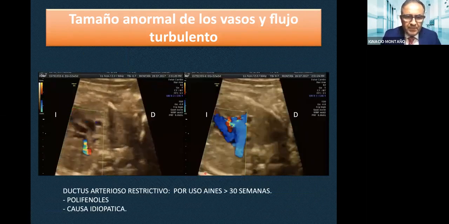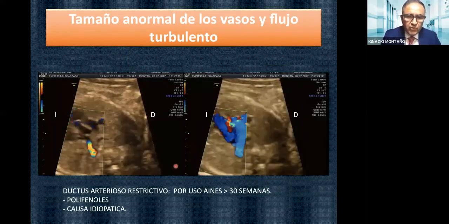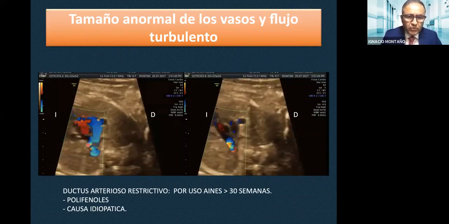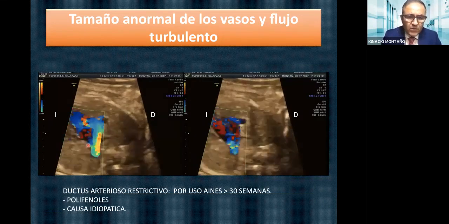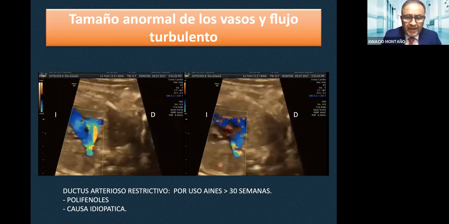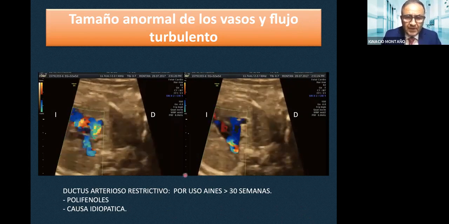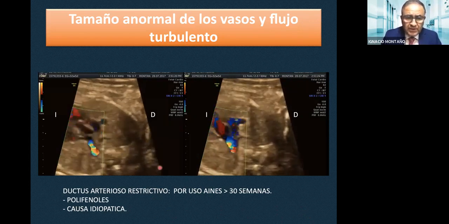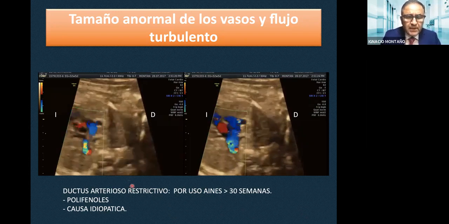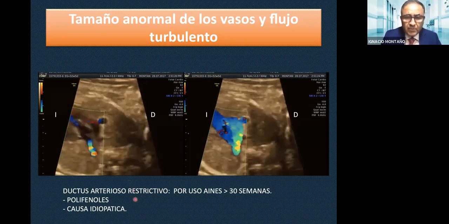Another similar case, normal-sized vessels and turbulent flows at the level of the ductus arteriosus. Once again, we see another pregnant patient who had a fetus with a restrictive ductus arteriosus, and this was caused by the use of NSAIDs after 30 weeks. There can also be restrictive ductus arteriosus due to the use of polyphenols, such as green tea and mate, and there may also be idiopathic causes.